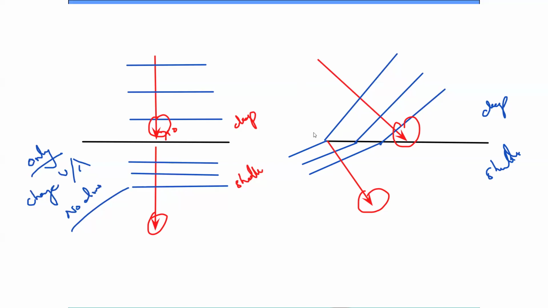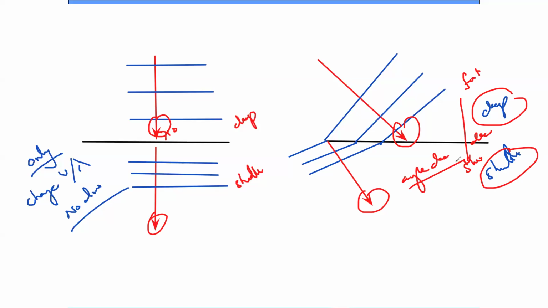So the angle, in this case, the angle with the normal will decrease. The same idea: when the speed decreases, in deep water it was traveling faster, in shallow it was traveling slower. So if the speed decreases, the angle will also decrease. If the speed increases, the angle will also increase.